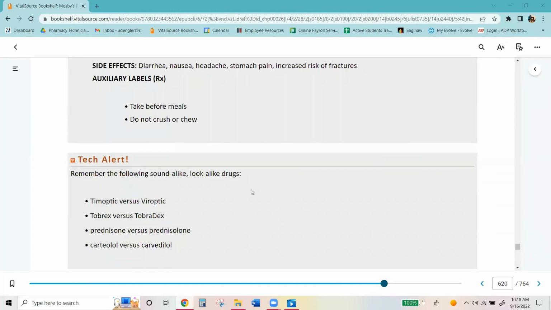And then, of course, we have the following sound-alike, look-alike drugs just to keep in mind. We have Tympagesic versus Veraoptic, Tobrex versus Tobradex, prednisone versus prednisolone, and carvedilol versus carvedilol.